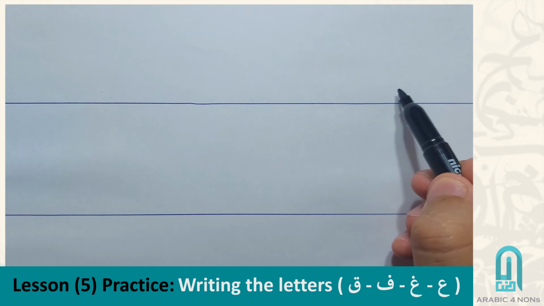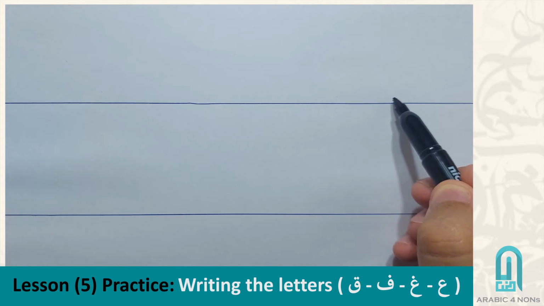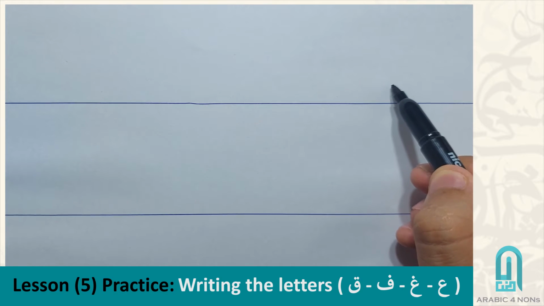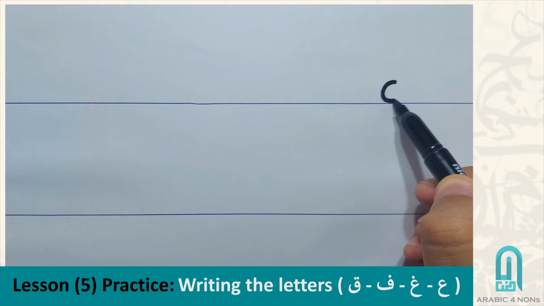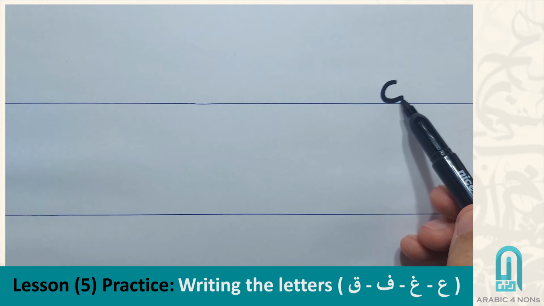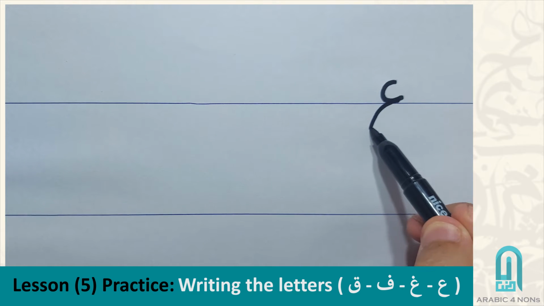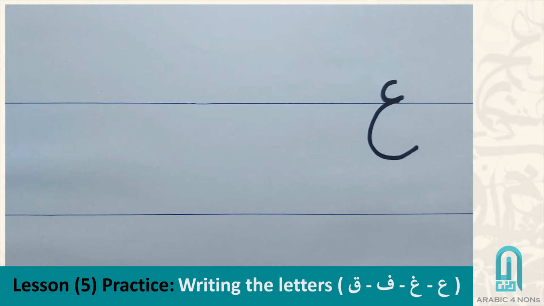First, we will do one curve anti-clockwise. From up to down, anti-clockwise, a small curve like this. And then from here, we will do another curve which is bigger than this one, and it's going below the line, like this. And here it is. Here is the first letter. Letter A has no dots.